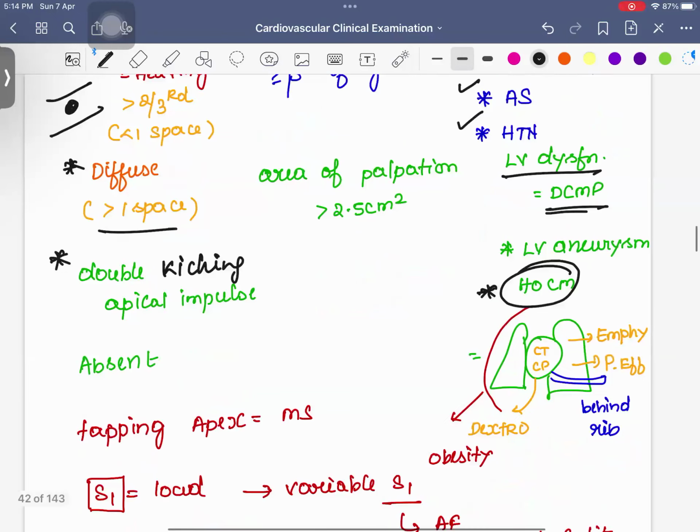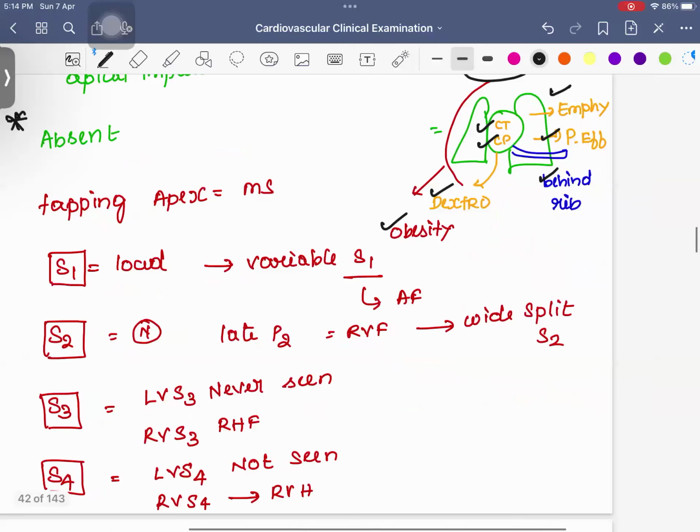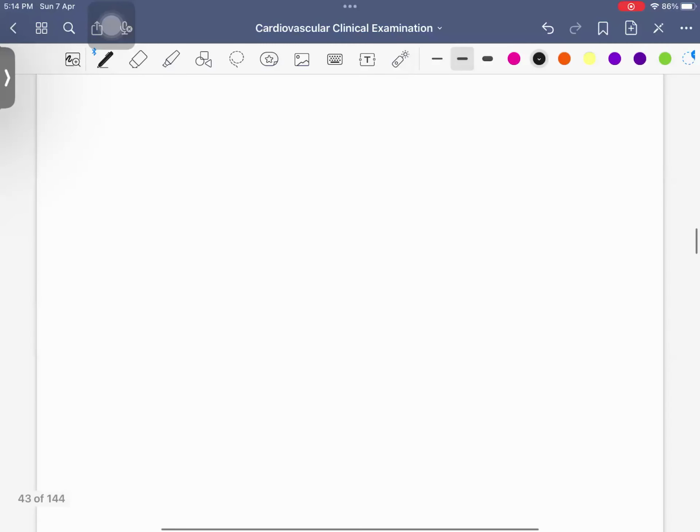Then the absent apical impulse: absent whenever the distance between the apex and the chest wall is increased. Cardiac tamponade, constrictive pericarditis, emphysema, pleural effusion, dextrocardia, obesity. In all these conditions the apical impulse is usually absent. So here I will give you a flow chart, which will be easy for you to assess the apical impulse.